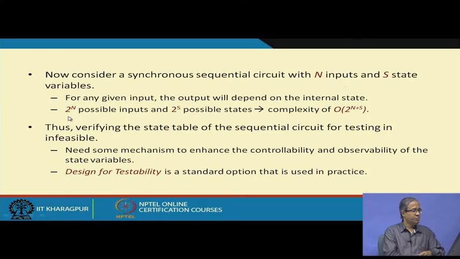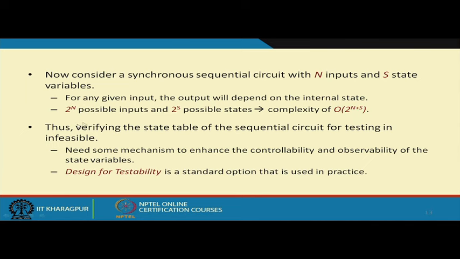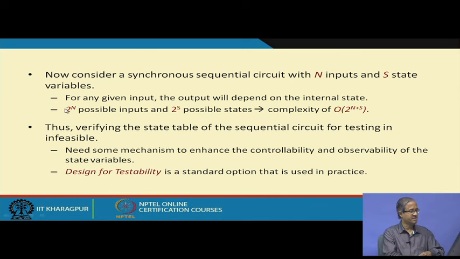So, 2 to the power n possible inputs coupled with 2 to the power s possible states results in a complexity of 2 to the power n plus s. You compare this with a combinational circuit where this second part was not there; here only 2 to the power n was there, right. So, verifying the state table for a sequential circuit is again infeasible because it is extremely large.